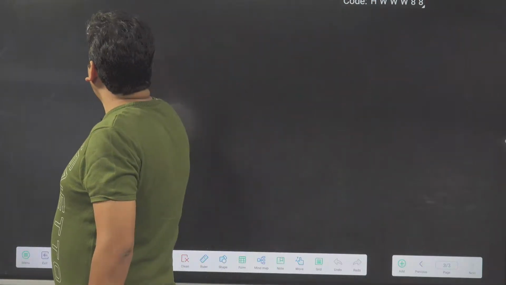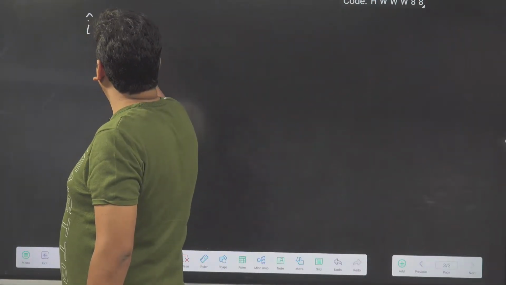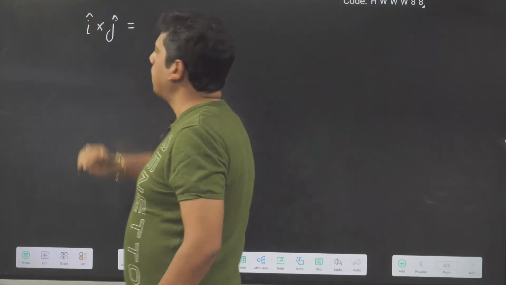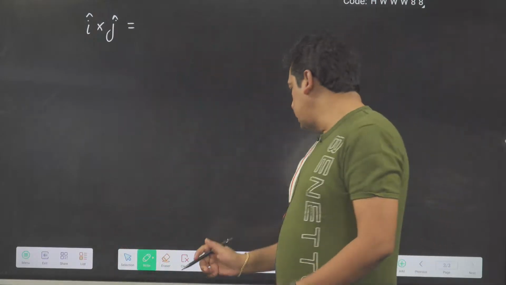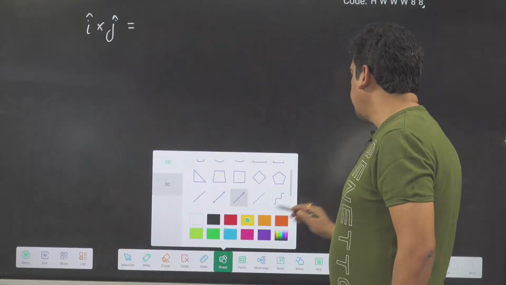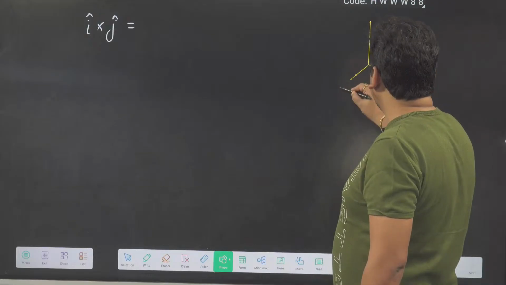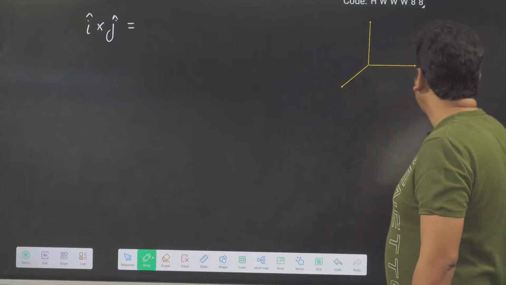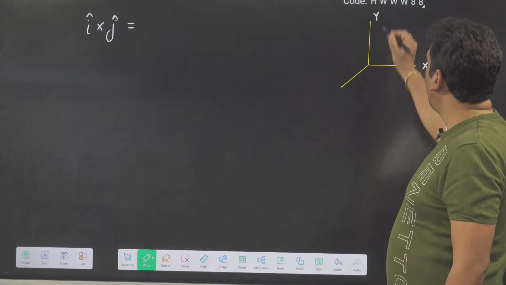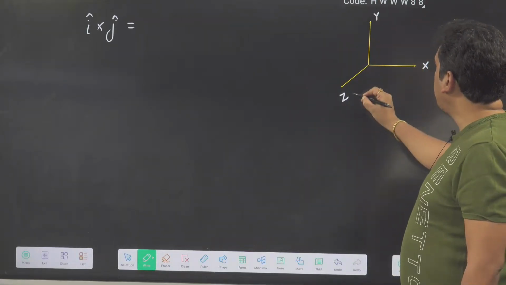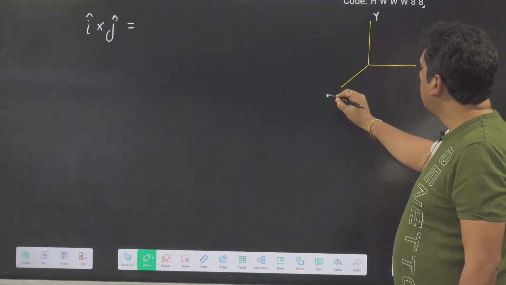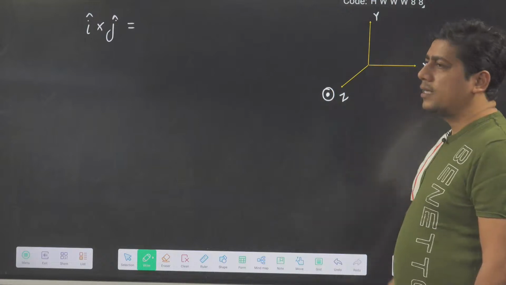What will be I cross J? Please understand, first of all, let me draw this. This is the x axis, this is the y axis, this is the z axis. X, y, z. Z you can represent either like this or simply like this. Okay?